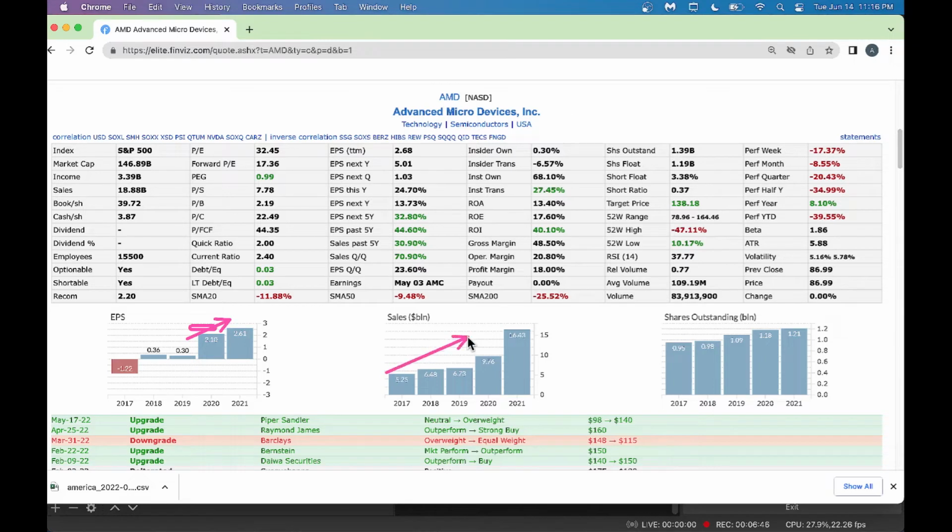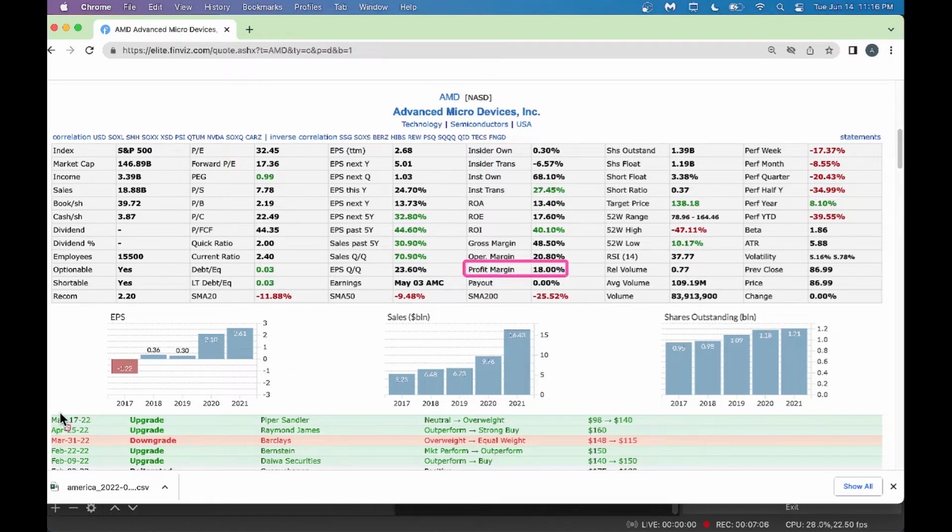Sales is doing very well. I think they're doing great in the data center. I think they're doing great. Shares outstanding raising very slightly, not too much. It's not a big deal at all. And look, it's a net profit margin company. Look, they got 18% net profit margin. That's a great number here.